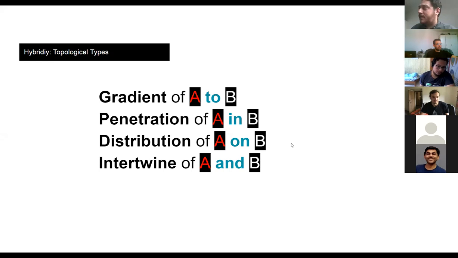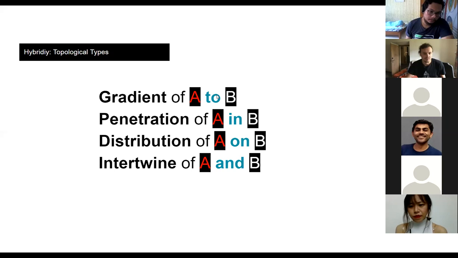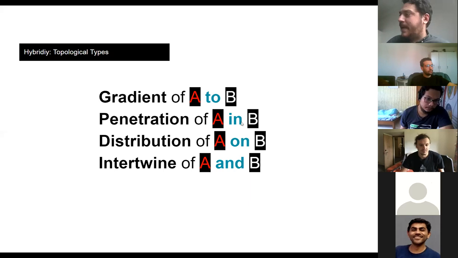So the way we categorize the hybridity into four categories is, as you see in this slide, we can think of gradients of A to B. We can think of penetration of A in B. We can think of distribution of A on B, and we can think of intertwine of A and B. If you are familiar with coding and Boolean logic, I think these logics, theoretically and conceptually speaking, can also be translated into computational modeling techniques and ideas and means. So that's why we want to focus on these four aspects. But these are the topological approaches that we have.